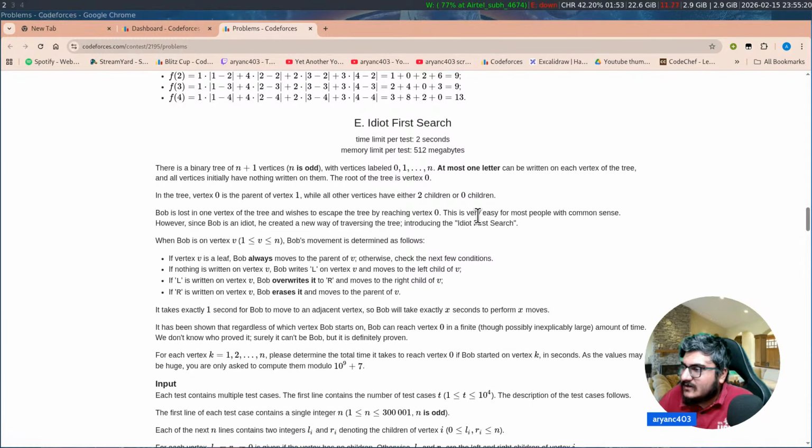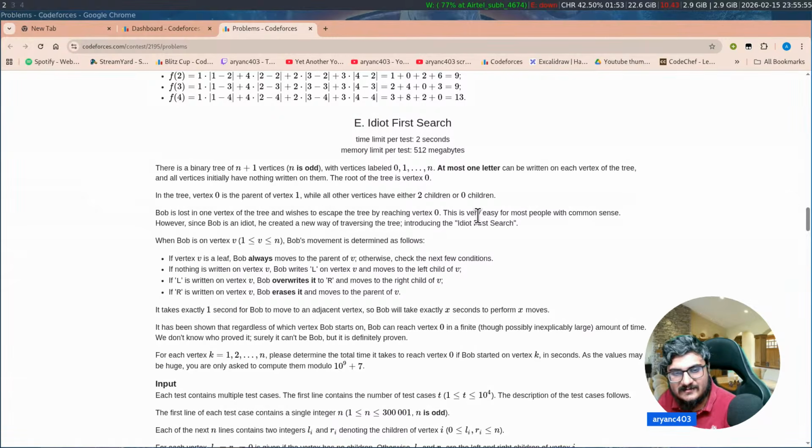In the tree, vertex 0 is the parent of vertex 1, while all the other vertices have either 2 children or 0 children. Bob is lost in one vertex of the tree and wishes to escape the tree by reaching vertex 0. This is very easy for most people, but let's forget it. However, Bob has created a new way to traverse the tree. Essentially, you are given a tree, you have to go to the 0th vertex here, and you know who is the parent and child of each element. But Bob has his own way to traverse the tree.